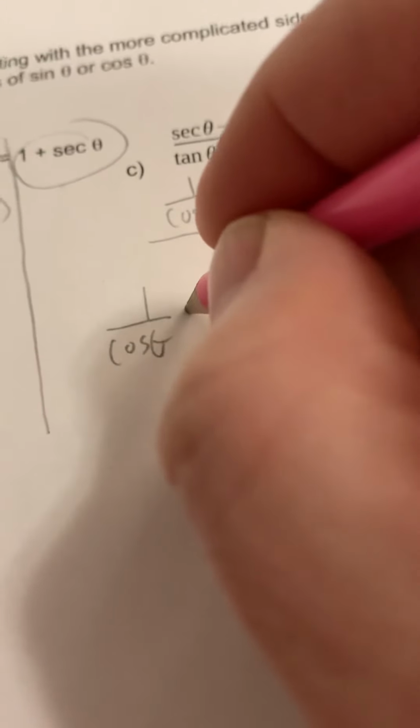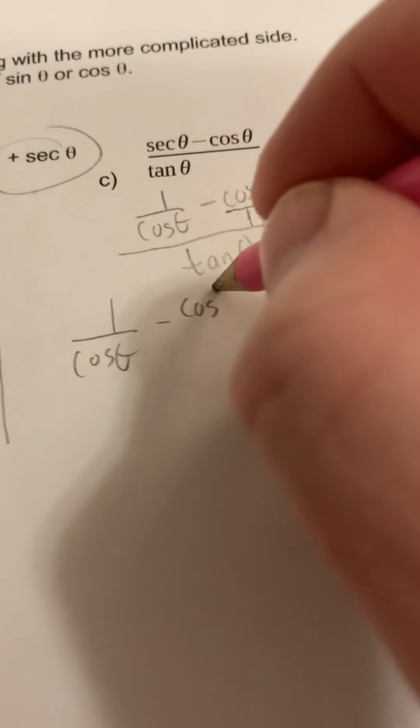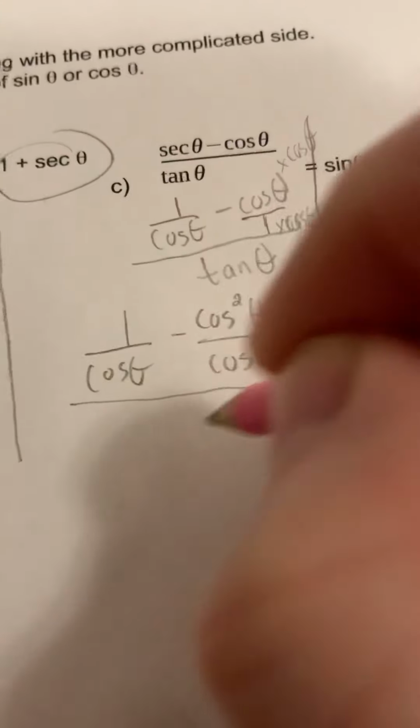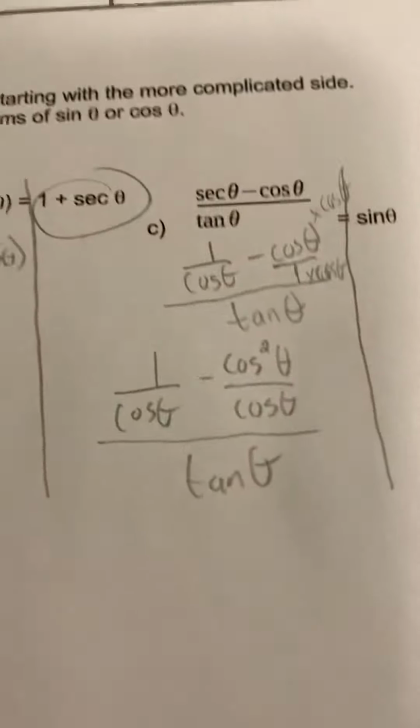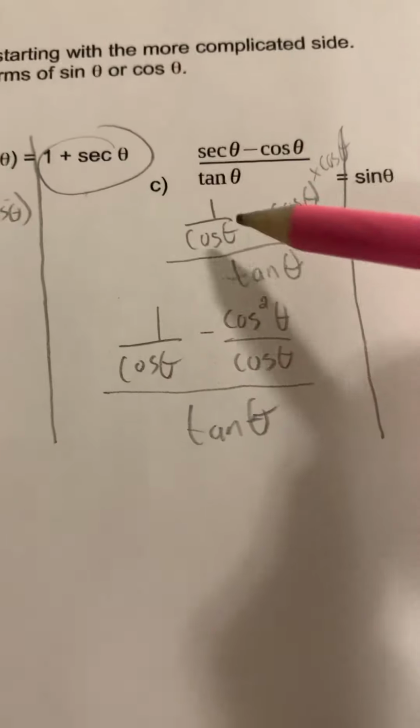Okay, so when we do that, we get 1 over cos theta minus cos theta times cos theta, which is cos squared theta, all over tan theta. I'm following the rules of converting, so I converted to cos. Now I'm simplifying algebraically. So bring these together, and I get (1 minus cos squared theta) over cos theta.